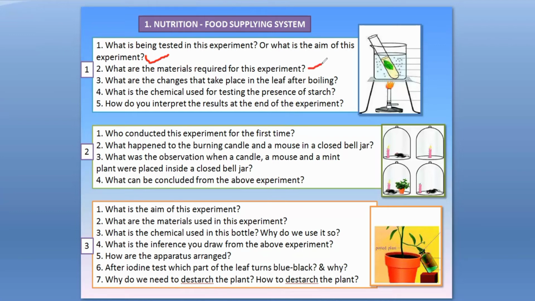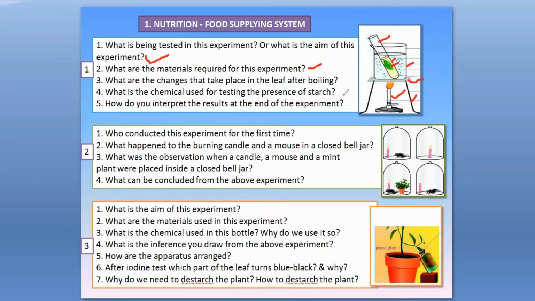The materials required for this experiment are the Bunsen burner, tripod stand, wide-mouthed beaker, test tube, methylated spirit, green leaves, and asbestos gauze. These are the materials, and also a chemical is needed, that is iodine reagent. They are the materials required to test the presence of starch in the green leaves.